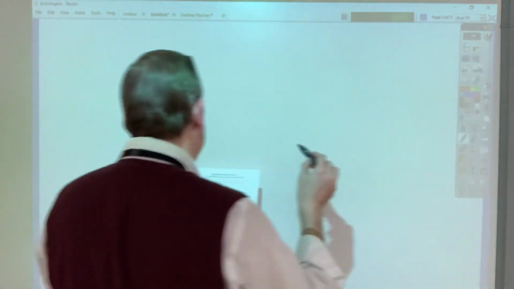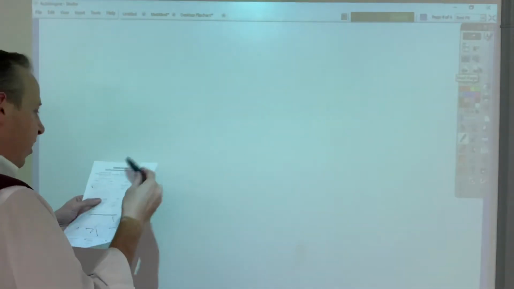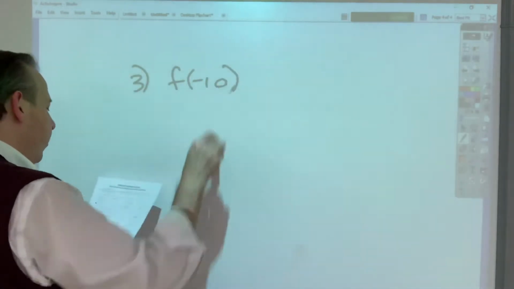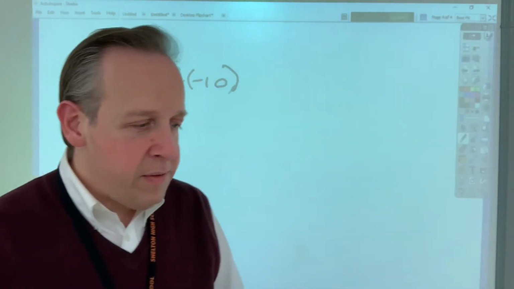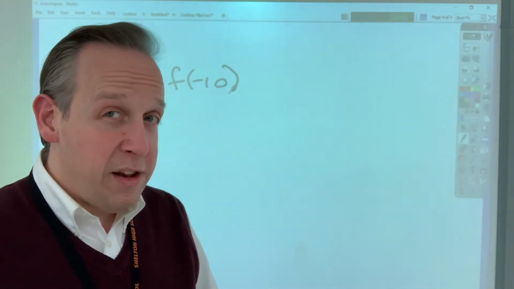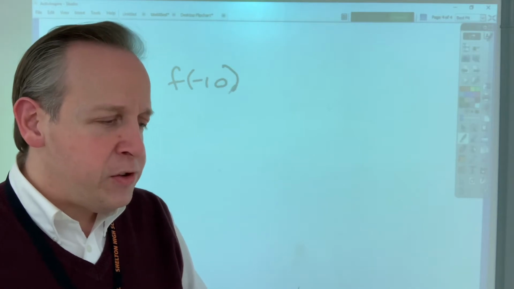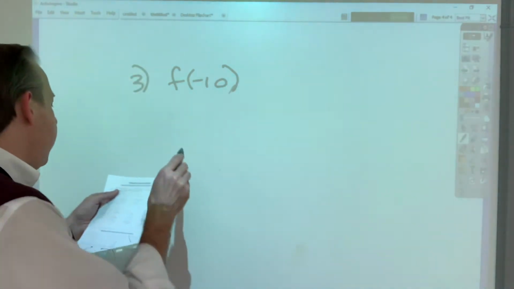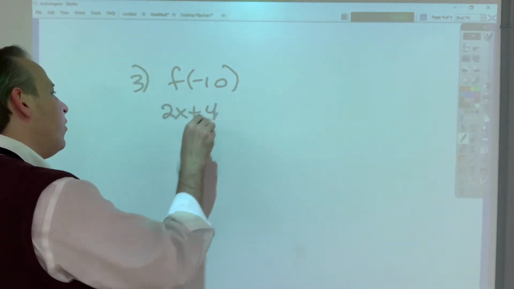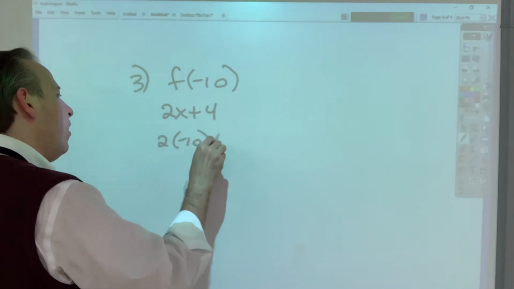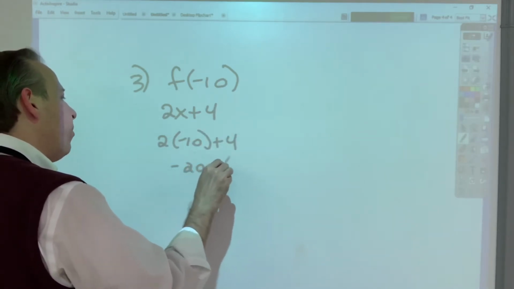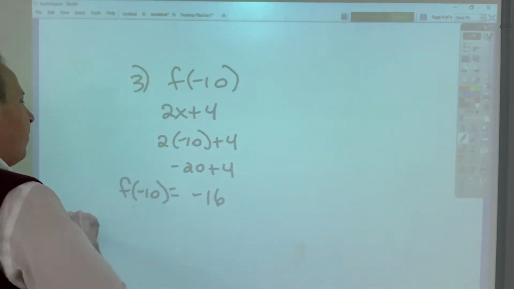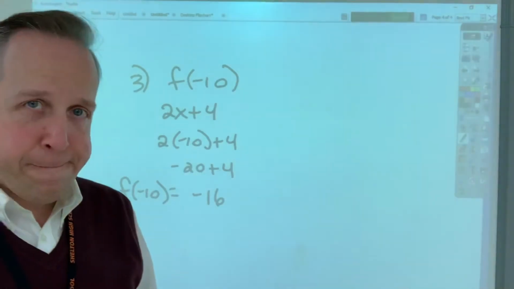And we could also do number 10. Number 10 is not there. I meant number 3, which is f of negative 10. I knew there was a reason why I had 10 in my head. Negative 10 is obviously a smaller number than negative 5. So we're using the f function again, but this time it's the other equation. Since negative 10 is smaller than negative 5, we're going to use the 2x plus 4 equation. We plug in negative 10 and solve: negative 20 plus 4, which is negative 16. So f of negative 10 equals negative 16.